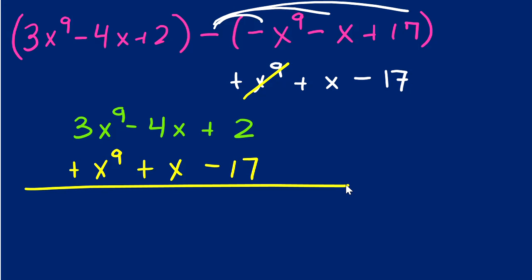And when we combine these, we want to be careful to remember that a variable that's by itself really is counting as one of them, right? So we can almost write those ones in there to help us remember what we're doing here. So 3 plus 1 is 4x to the 9th. Negative 4 plus 1 is negative 3x. And positive 2 and negative 17 combine to give me a negative 15.